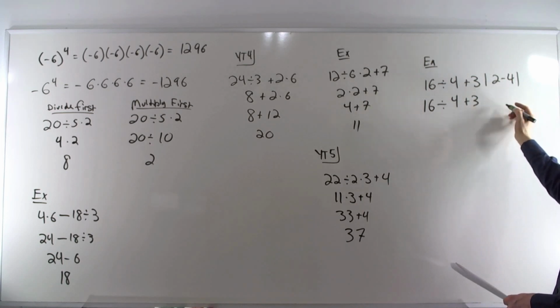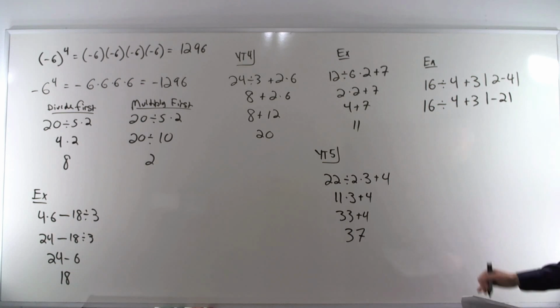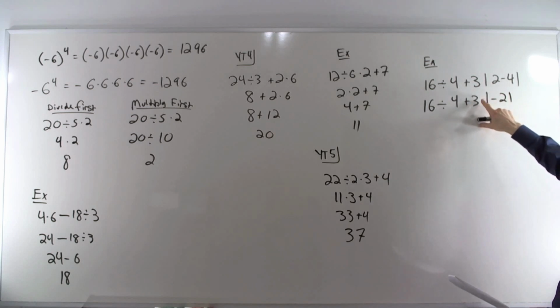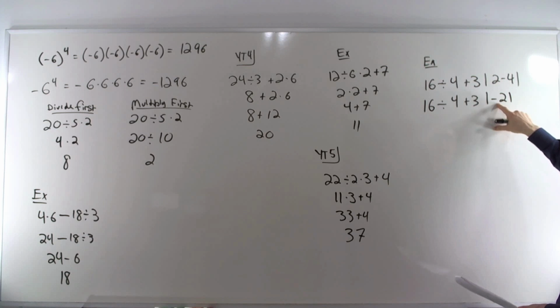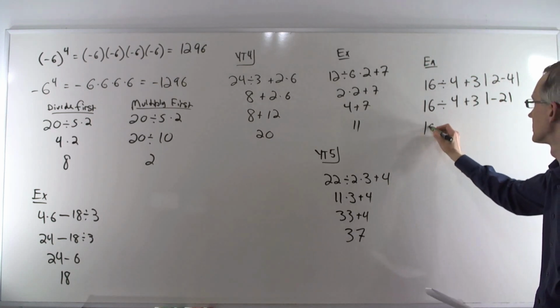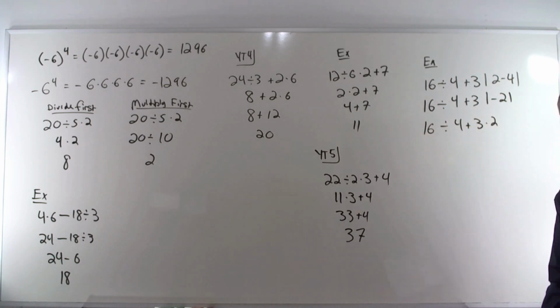So here we've got 2 minus 4, which is negative 2. So we've got the absolute value of negative 2. Now we're going to evaluate this, and anytime you have a number right outside of a grouping symbol, this is multiplication. So once we evaluate the absolute value of negative 2 to be 2, we're going to end up with 3 times 2 here. So that's 16 divided by 4 plus 3 times 2.